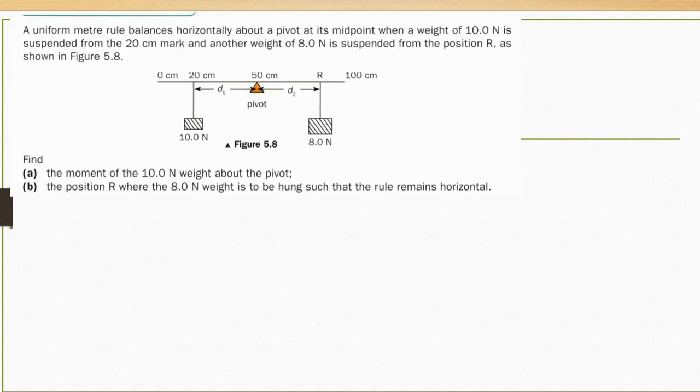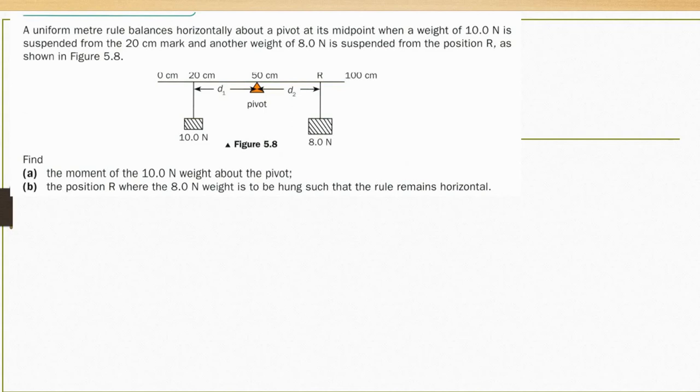Now let's understand with some questions. How to solve this question? Read the question carefully, pause my video, and try to solve it by yourself. I hope you already solved that problem. So let's read the question again: a uniform meter rule balances horizontally about a pivot point.